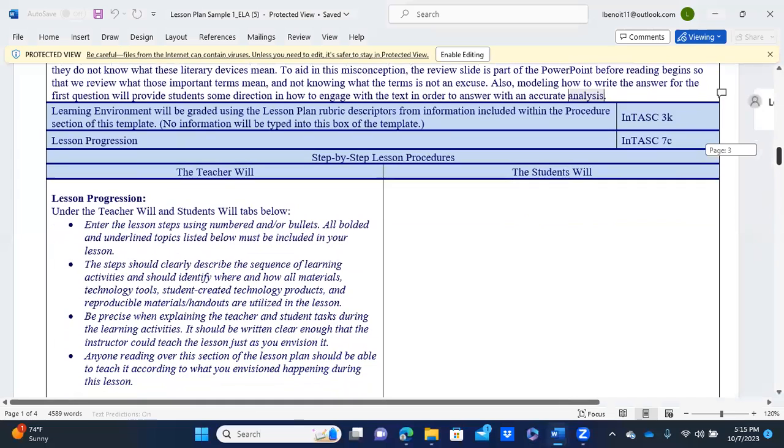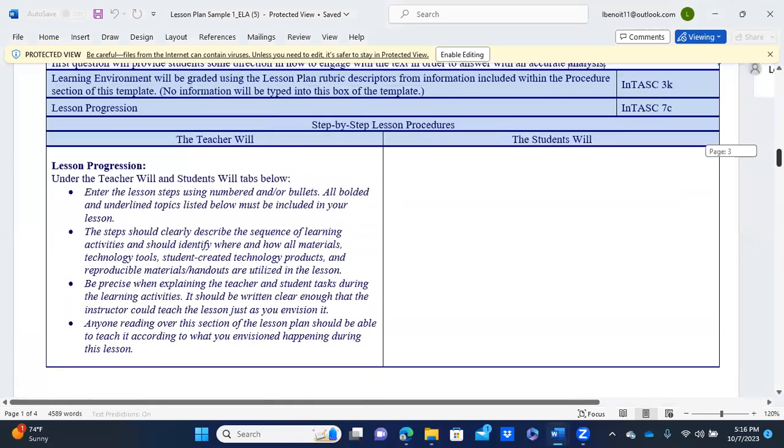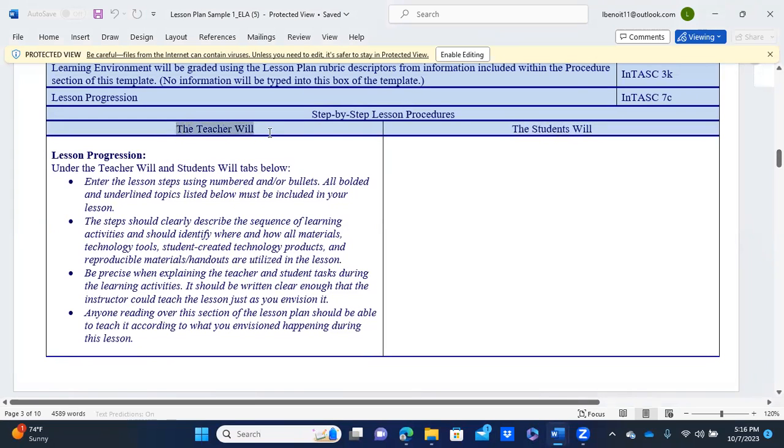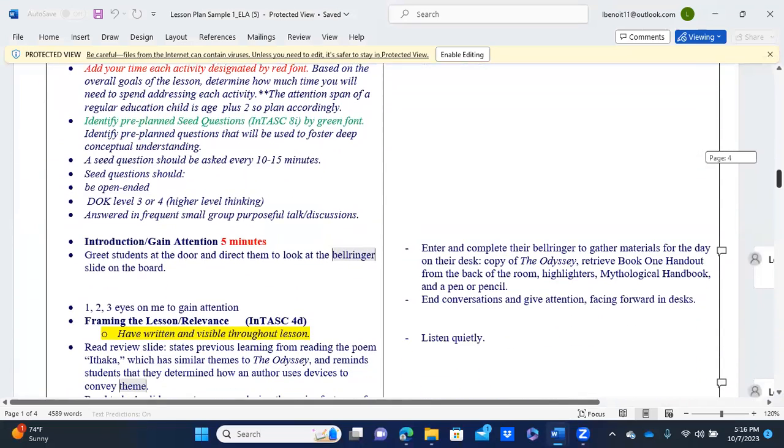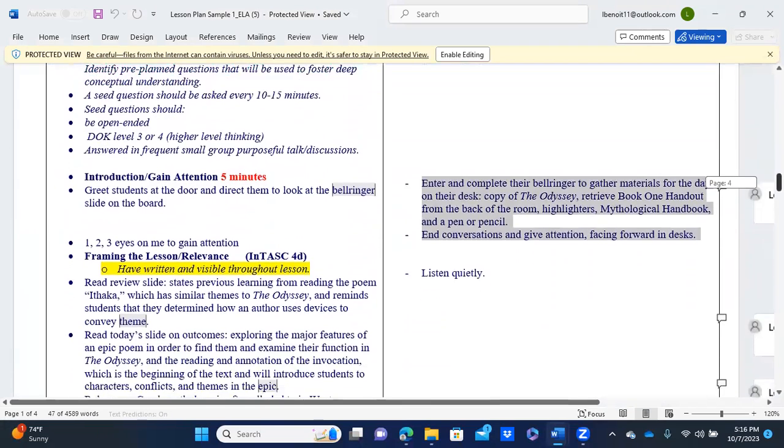So remember, it said that the teacher and students' actions needed to be clearly explained. Well, I really love the way that this particular student did it. On the left-hand side, she has the teacher will, and on the right-hand side, this is what the students would be doing. And it really marks it down here. So she's got introduction, gain attention, 5 minutes. She's saying what she's going to be doing, and then right at the same time, she's saying what the students should be doing at that point.